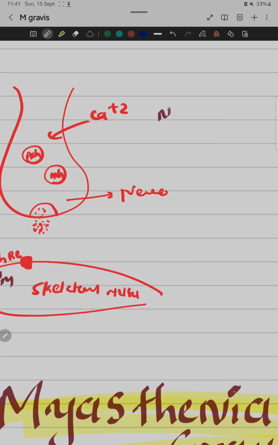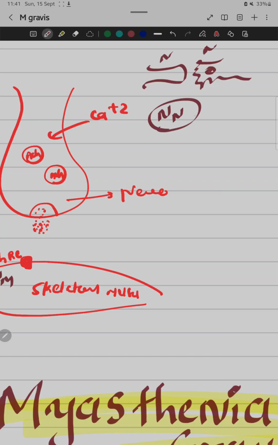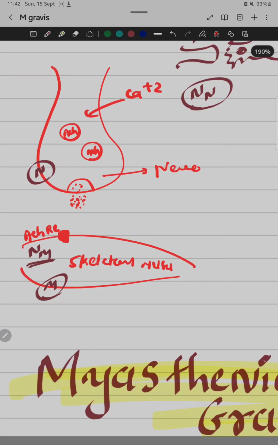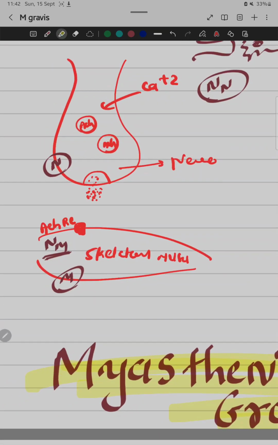The neuronal N type receptor is between nerve and nerve terminal. This is one neuron, this is another neuron. Between them is the N type of receptor, and between a nerve and a muscle is the NM type of receptor. The antibody is formed against this NM type acetylcholine receptor.